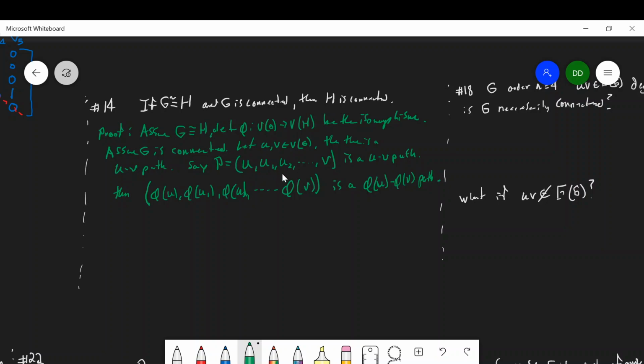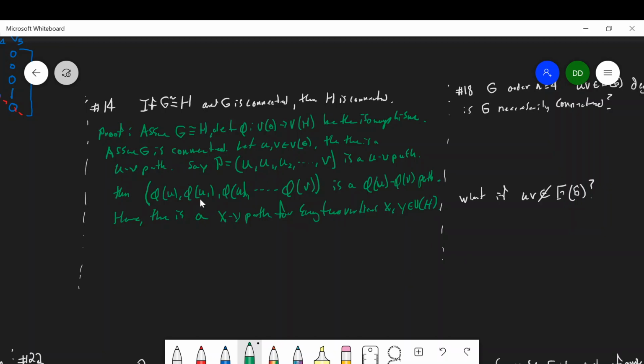So that is, if I have a path between two vertices in the graph, then the image of that path will be a path in H. Hence, if there's a path between any two vertices in G, then there's a path between any two vertices in H. It's a UV path. Hence, there is a, let's say, XY path for every two vertices X and Y in the vertex set of H.